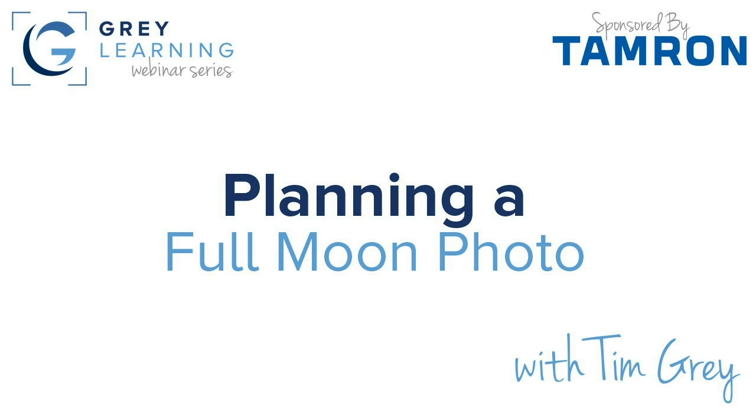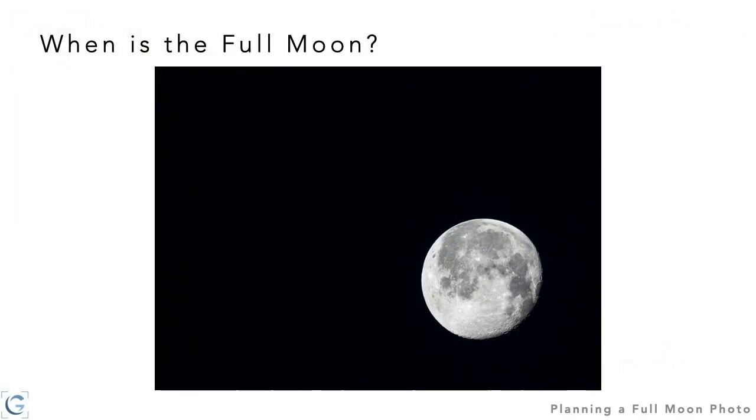But the first thing, of course, is to figure out when is the full moon. And so I imagine many of you are familiar on some level with the details of how the moon works, at least in basic concepts. So the moon takes about 27 days to revolve around the Earth. So about every 27 days, there is a full moon.